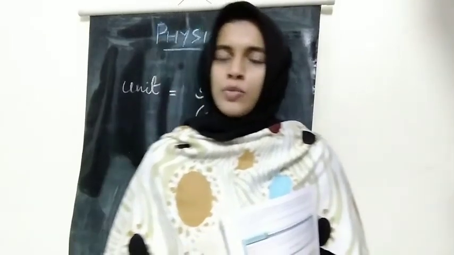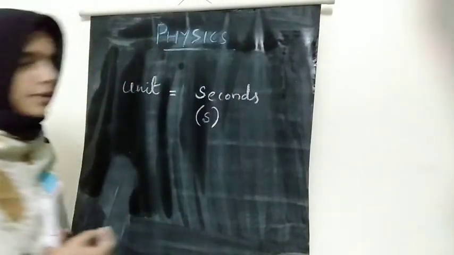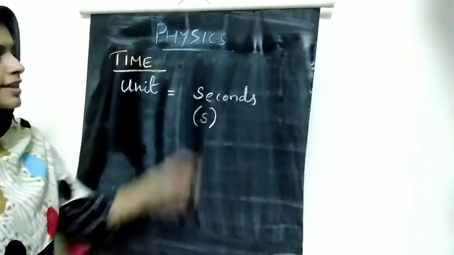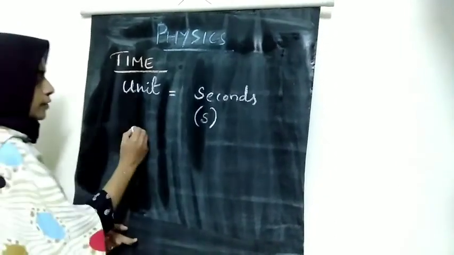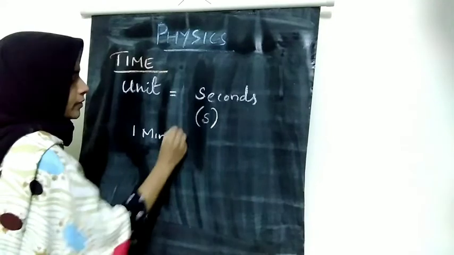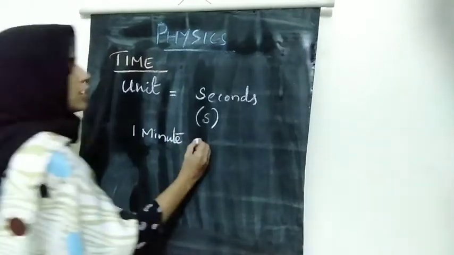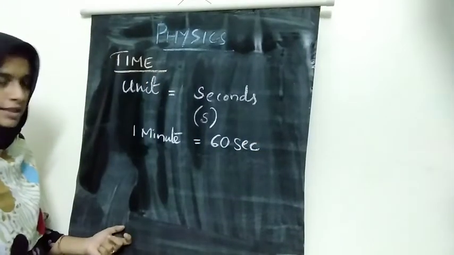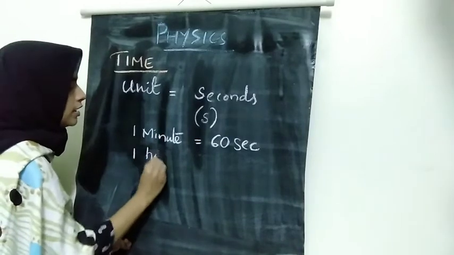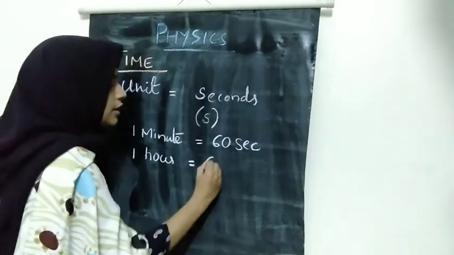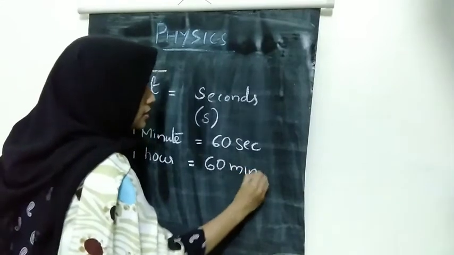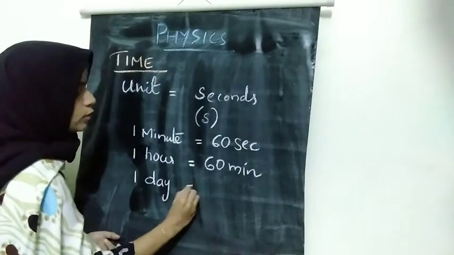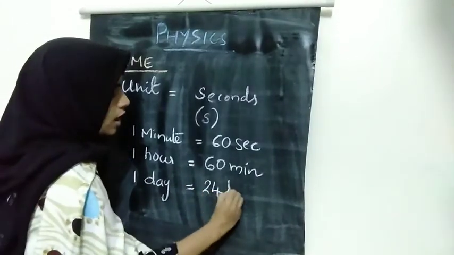So, all of you take your notebook and write down the heading as time. Unit of time we can say it as seconds. So, 1 minute is equal to 60 seconds. Now, 1 hour is equal to how many minutes? 60 minutes. Then, 1 day is equal to how many hours? 24 hours.